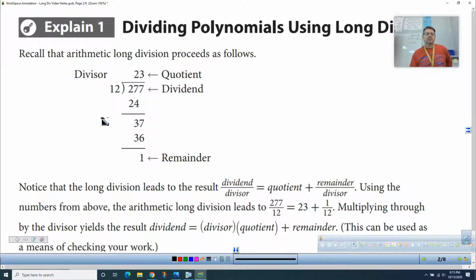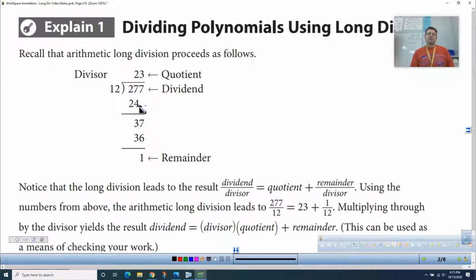The first thing we have to remember is that the answer to a division problem is the quotient. Then you have your divisor, that's what you're dividing by, and the thing underneath is the dividend. If it doesn't come out even, you have a remainder. And I think we can agree that if I do 12 times 23 and then add 1 to it, that should be 277, right?